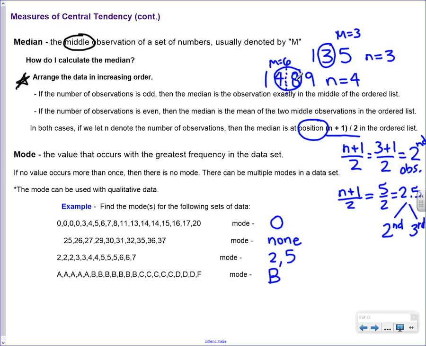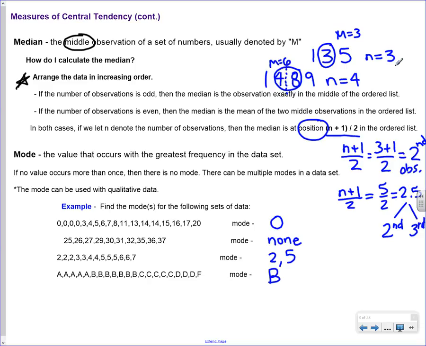So we add 4 plus 8, divide by 2, and in that case we get a 6. Okay, so if you have an even number of observations, then your median is going to be in the middle of two numbers. So you would add those two numbers, divide by 2 to find the middle of those.